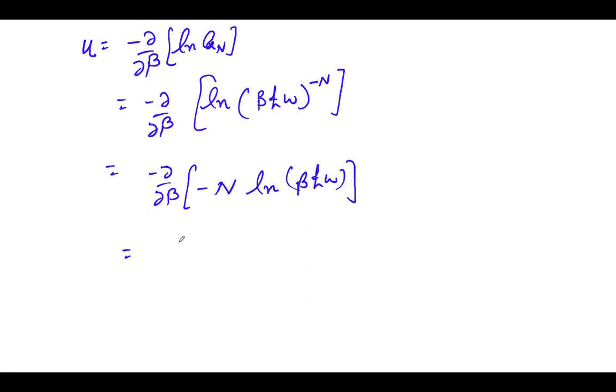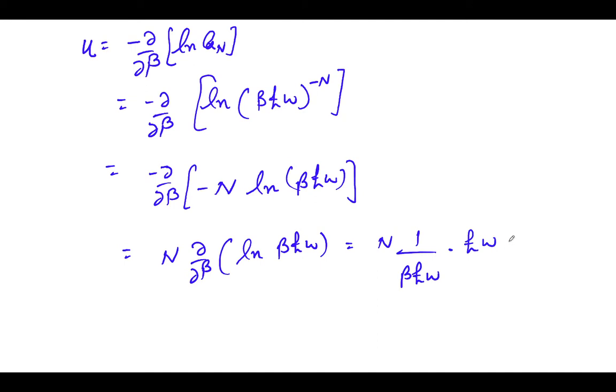so that is equal to, the minus signs get cancelled, N del by del beta of log of beta h bar omega, which, taking the derivative of this logarithmic term, gives it in the denominator multiplied by h bar omega, which is equal to N over beta. So the average energy per system is equal to N over beta, or you can write it as U equal to NkT.